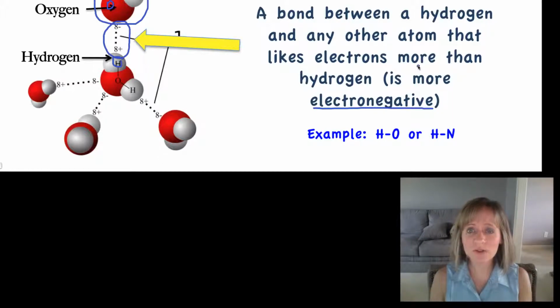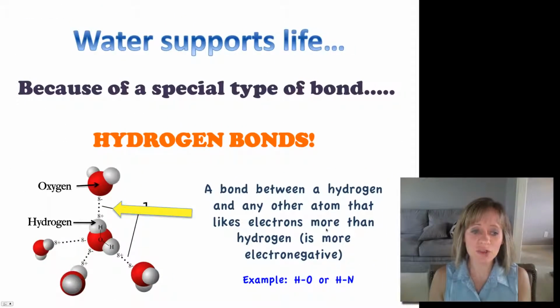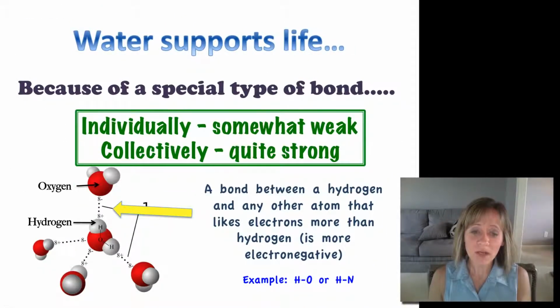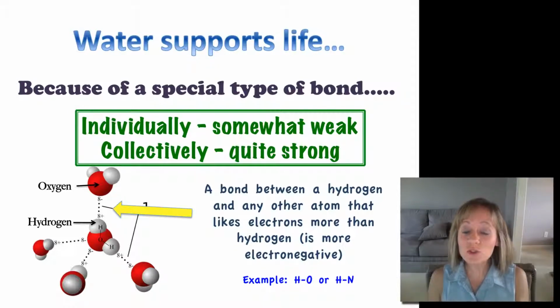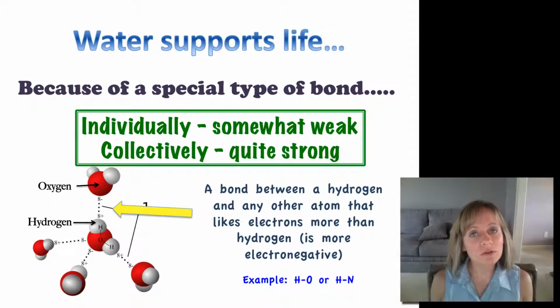So let's take a closer look at all these properties of water and how they're all due to this essential bond called a hydrogen bond. Now, another thing about hydrogen bonds is that individually they're somewhat weak, but when you put a lot of water molecules together and there's a lot of hydrogen bonds, they're actually quite strong, and that's why water is so cool.